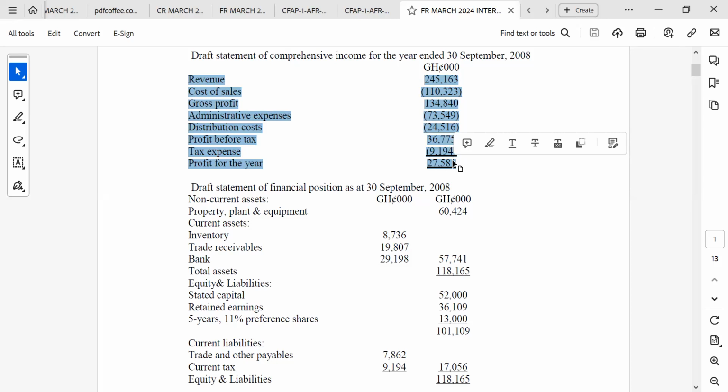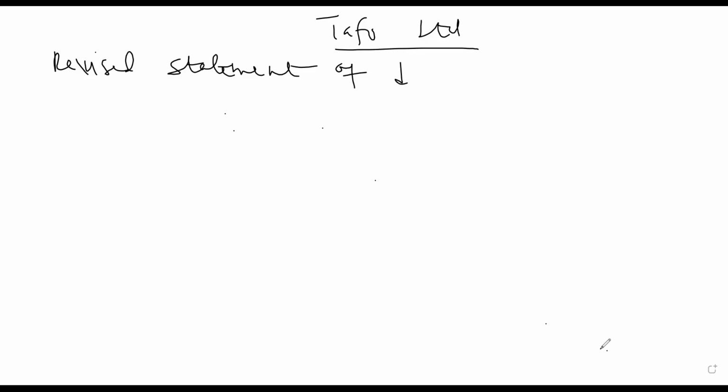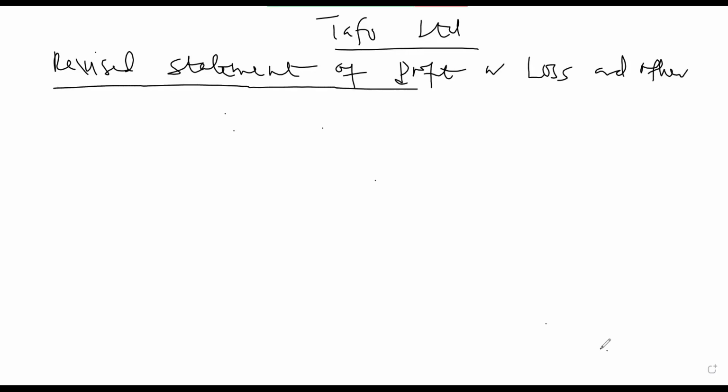So you can put the structure there like this. TAFO Limited, revised statement of profit or loss and other comprehensive income. If you go to the exam, you complete it for the year ended. Okay, so we have the heading here.